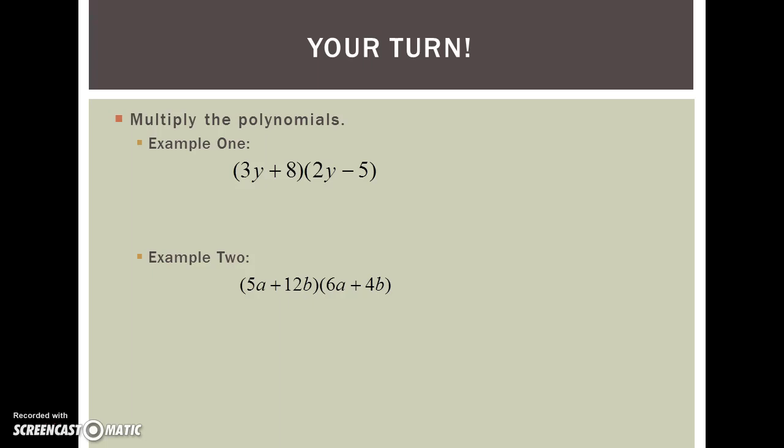Now it's your turn. Multiply these polynomials, pause the video, and try it for yourself. You should end up with 6y squared plus y minus 40, and 30a squared plus 92ab plus 48b squared. If you have questions, please bring these to class and we can answer them.